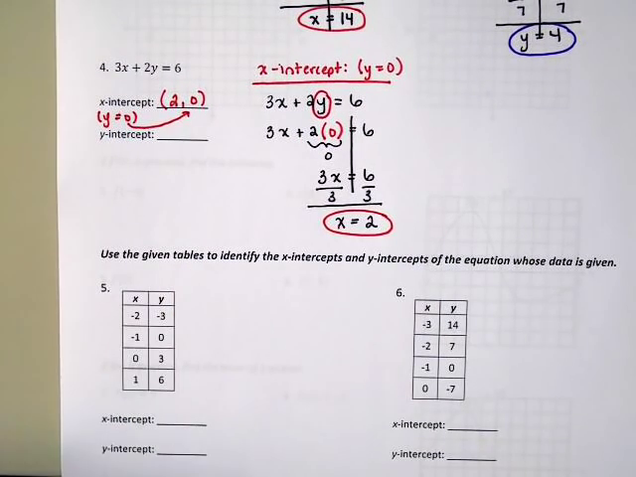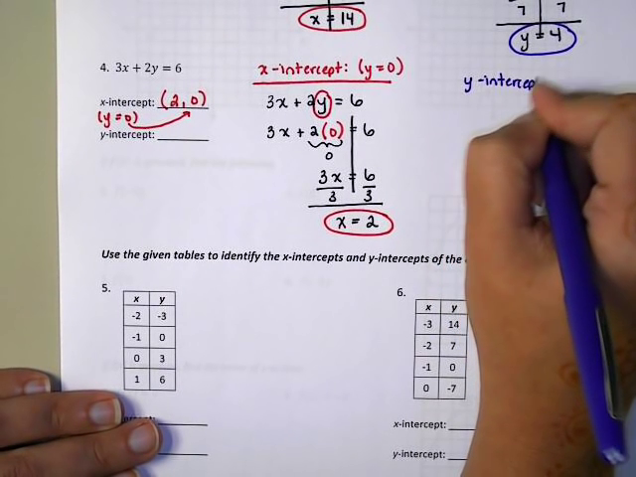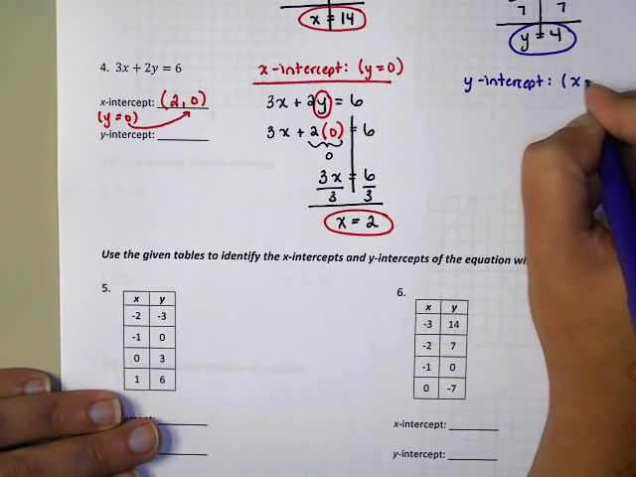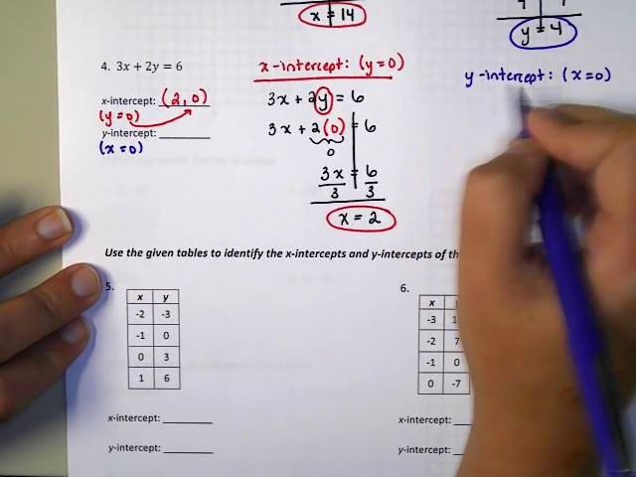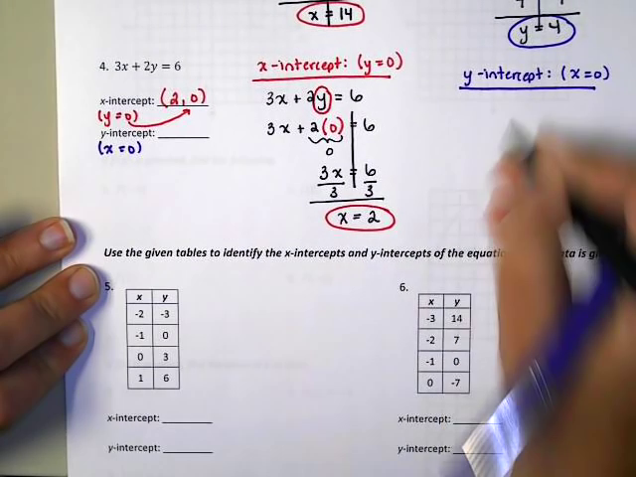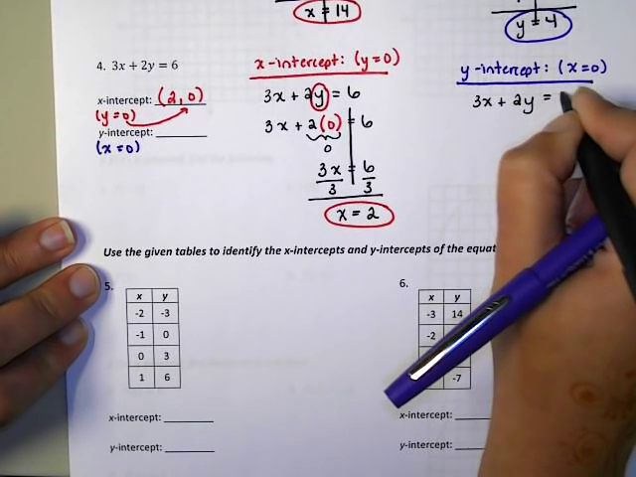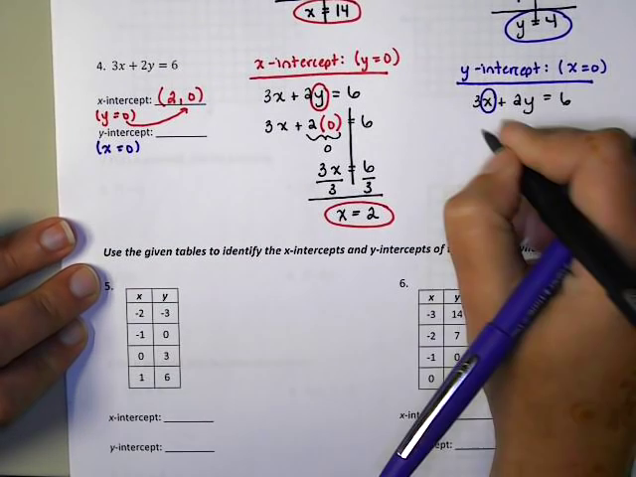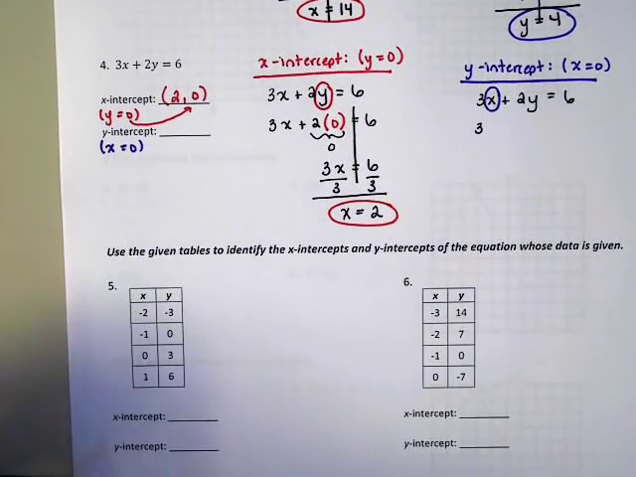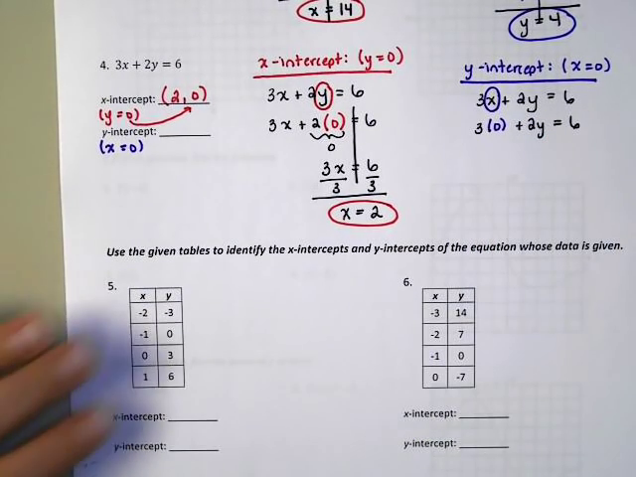If I wanted to also find my y-intercept, this is the place where x is 0. So I would take my same original equation, 3x plus 2y equals 6, and I'm going to replace the x with 0. So I would have 3 times 0 plus 2y equals 6.